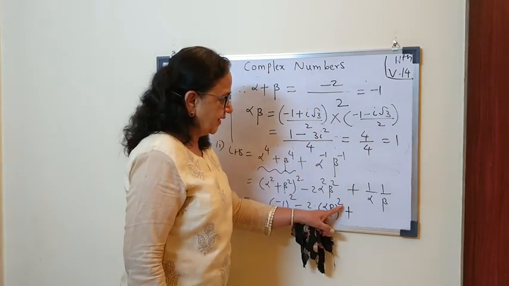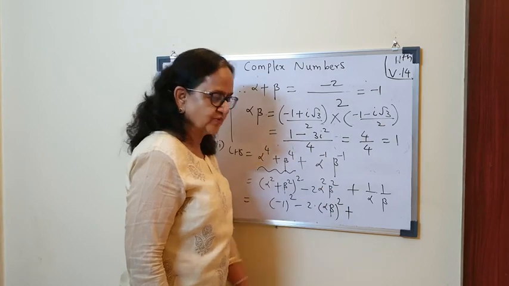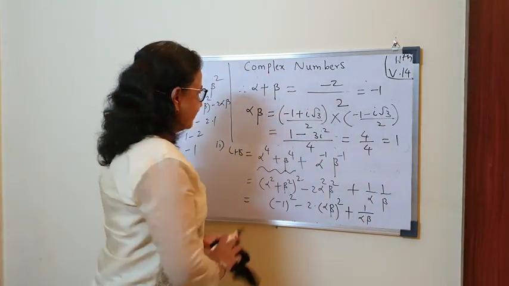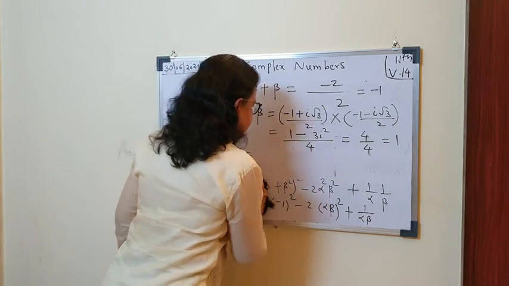(AB) raised to m is A raised to m into B raised to m. And this is 1 upon alpha beta. This is 1 upon alpha beta. And so, final answer. Observe.